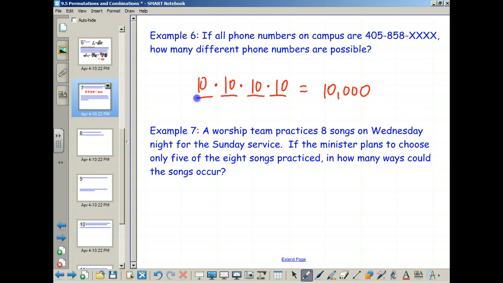Well, that's a good question. Does the order matter? Let's look back at the question. It says, in how many ways could the songs occur? Does the order matter? Yes, because it talks about the ways that they occur. If it just said how many different songs could be sung, that would be a case where it wouldn't matter. So this how many ways could they occur tells me that the order matters. So if the order matters, what kind of a problem are we looking at? A permutation.